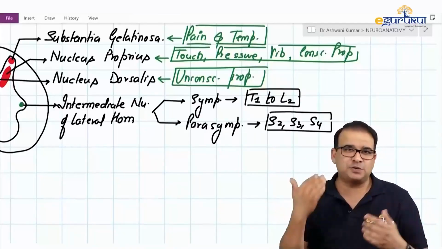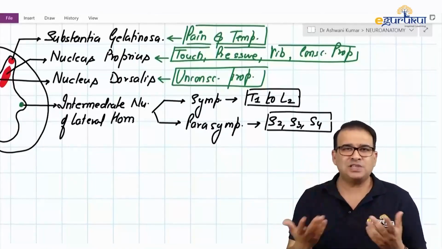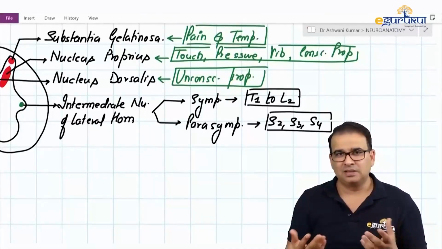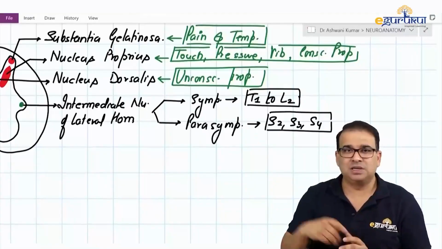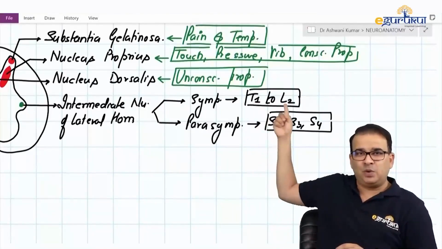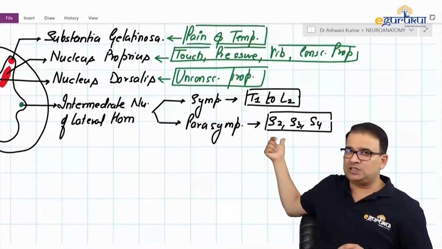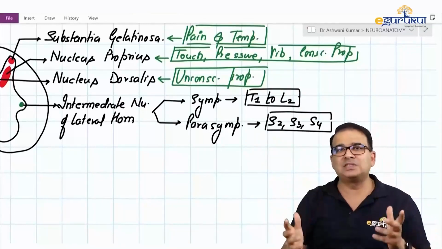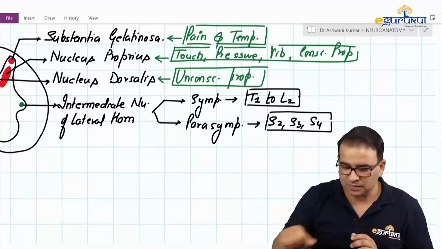Imagine if you take a section of the spinal cord in the cervical region. Obviously there is no lateral horn there, because it is either in the thoracolumbar region, T1 to L2, or in the S2, S3, S4 region. The cervical region obviously does not have the lateral horn.